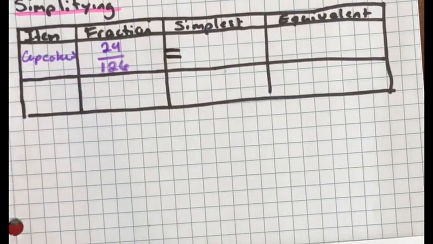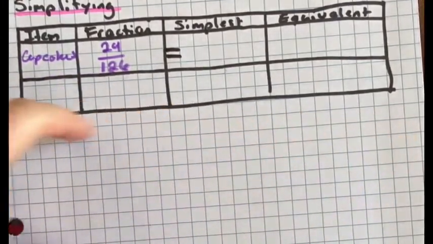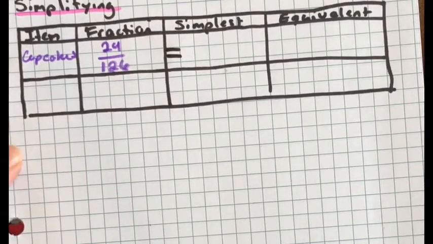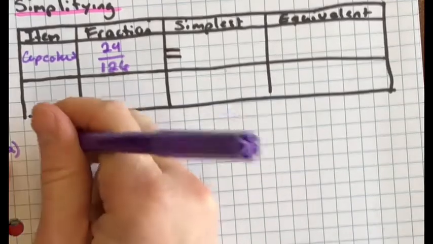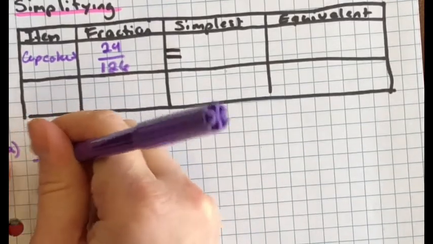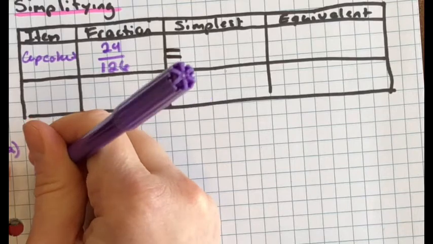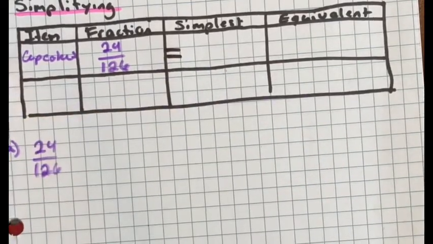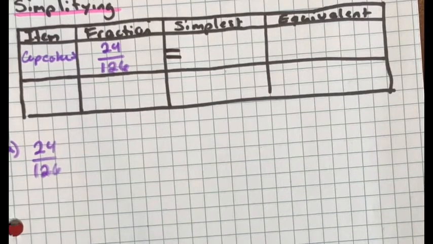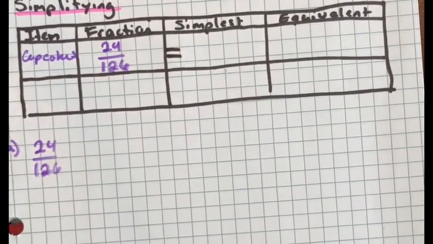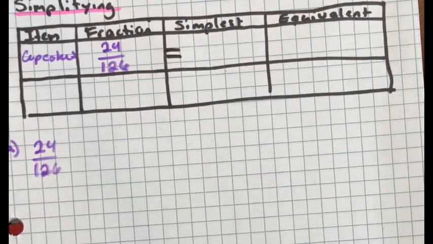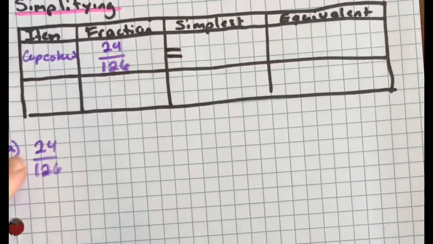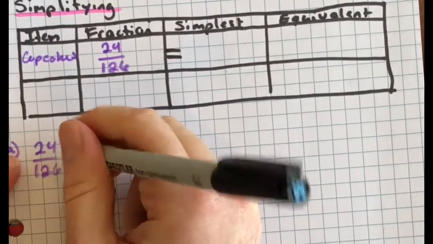I take my notes down here. Notice I left a lot of space under this table precisely so we could do these notes. So example A, labeled 24 out of 126. What I'd like to do is simplify it by dividing the top and the bottom by a common factor. So a number that'll go into 24 and 126, I'm going to give you a hint. 6.